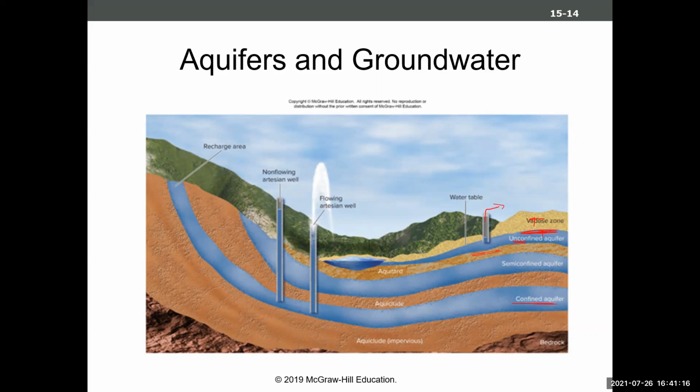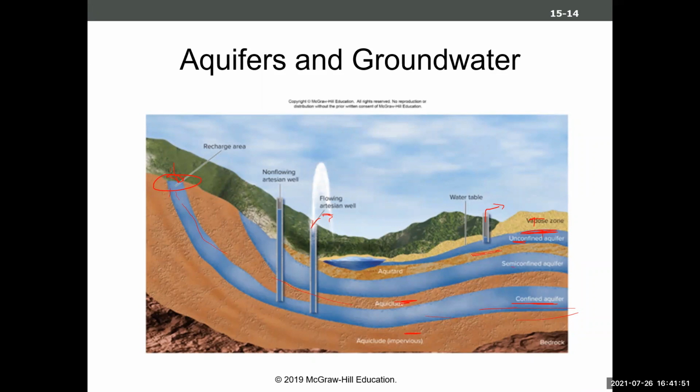Now, this lower one is a confined aquifer. You have an impervious layer, another impervious layer, and the recharge area is up here. So water will enter this aquifer and flow down into this confined area. And this is an area that is under high pressure. And so you could have what's known as a flowing artesian well, which is basically water flowing out of that well because of the high pressure that exists from that confined aquifer.